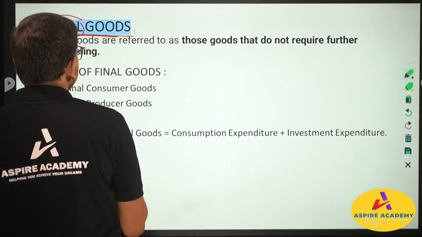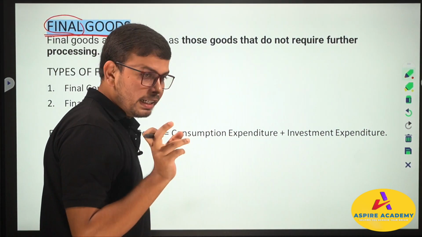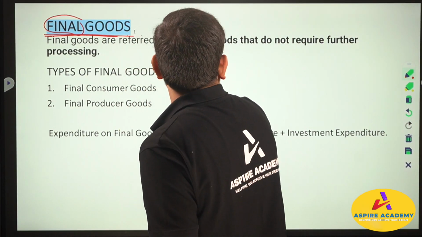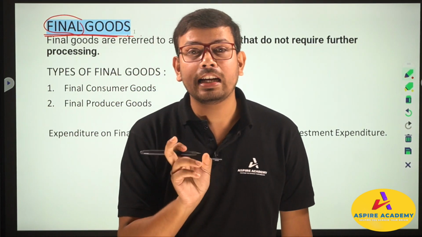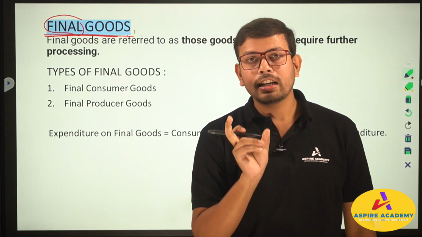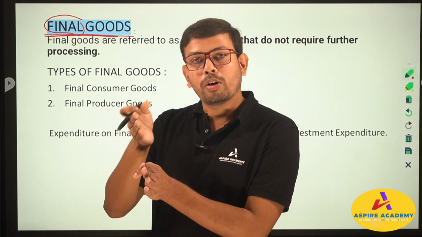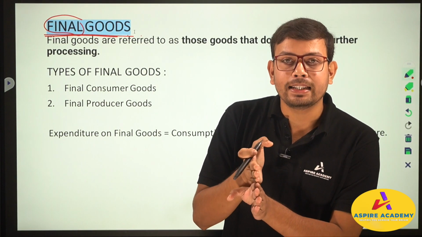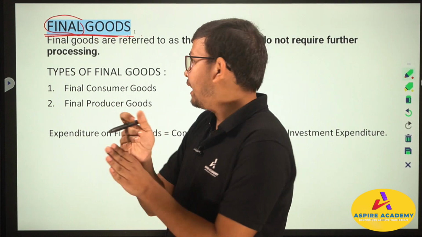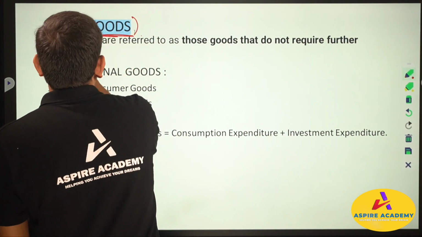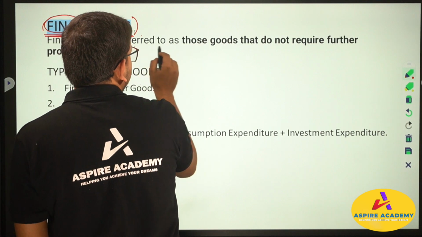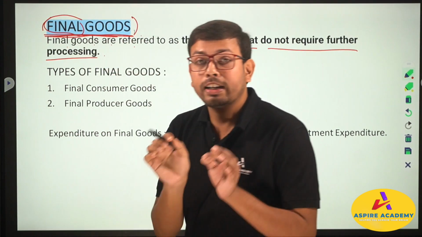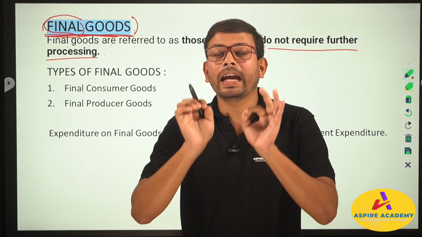So final goods is nothing but a type of good that has crossed the boundary line of production. Final goods are those goods which have already crossed the boundary line of production. That means no additional value can be added to this particular good. So whenever we say final goods, they are referred to as goods that do not require further processing. That means they do not require any further value to be added to them.